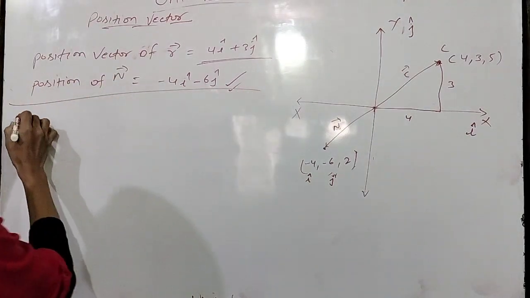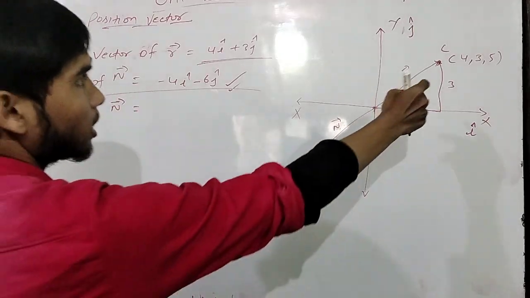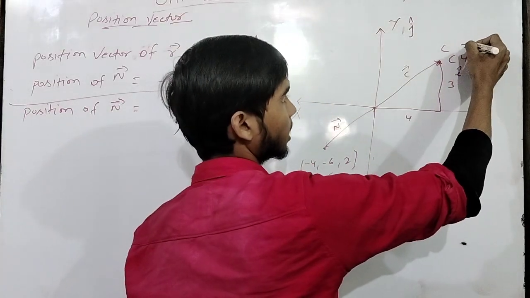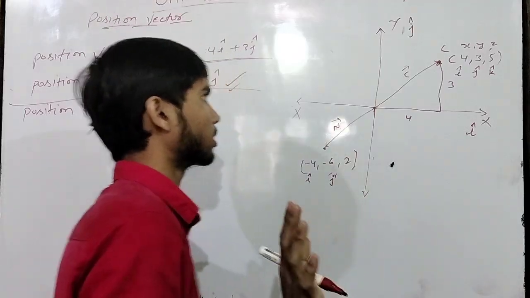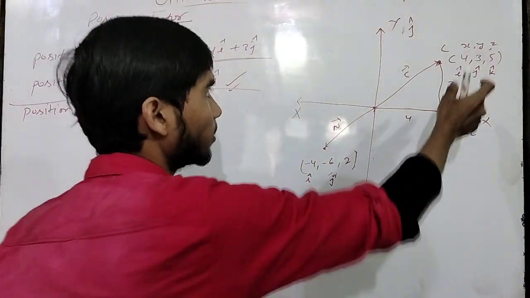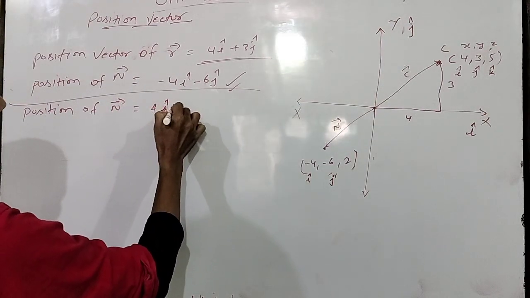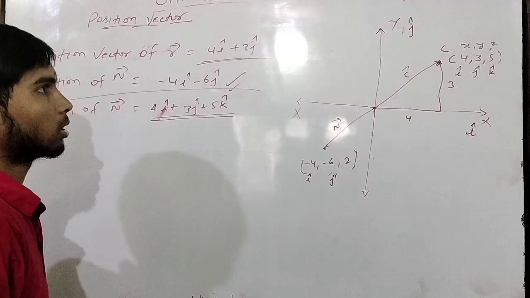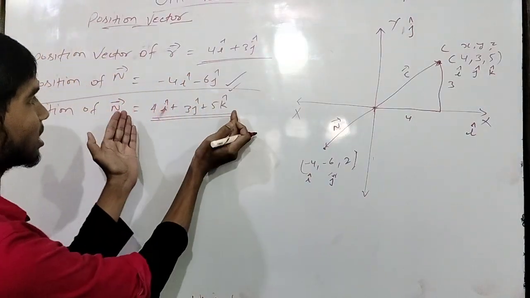Okay, so again, the position of n vector is what? Remember, the first will be i cap, the second will be j cap, and the third will be k cap. X, y, z. First will always be x, second y, and third z. Don't change this order. It will always be fixed. So first is 4i cap plus 3j cap plus 5k cap. This is how the position of any vector will be represented. It's a complete location of this vector.